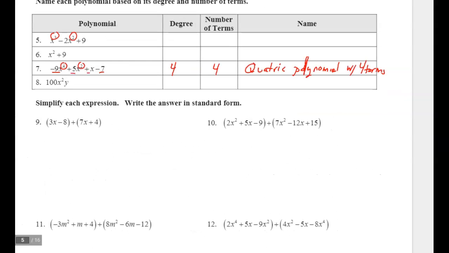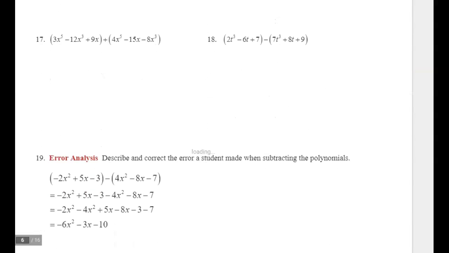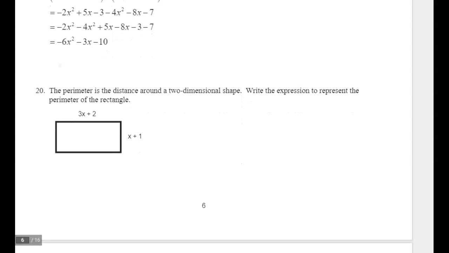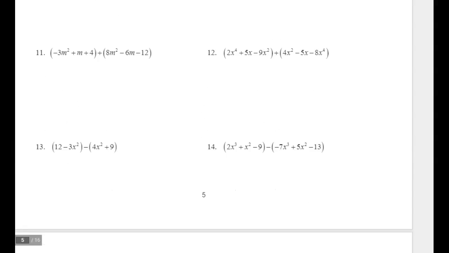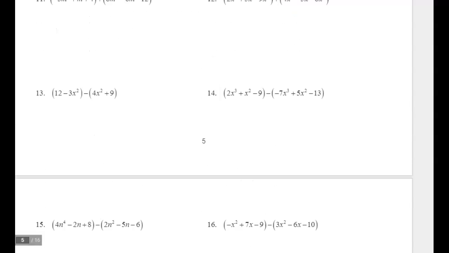So anyway, where are we going? The 1 through 8 was yesterday. So today you are doing 9 through 20 on pages 5 and 6.